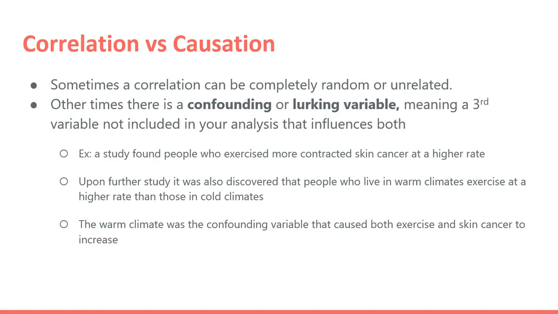So they did some more study. Okay, and they discovered that people who live in warm climates exercise more than people who live in cold climates. Well, that makes sense. All right, it would also make sense that if you live in a warm climate, you are at increased risk for skin cancer. Okay, so it was actually the warm climate that's the confounding variable. It was causing the amount of people that exercise to go up, and it was also causing the amount of people with skin cancer to increase. Okay, so that's an example of a confounding or lurking variable.